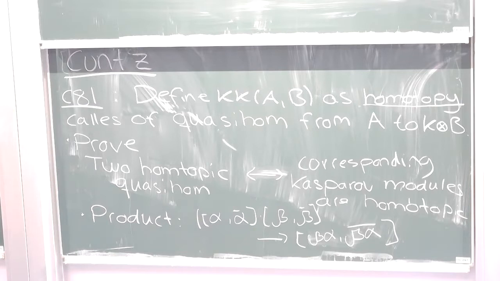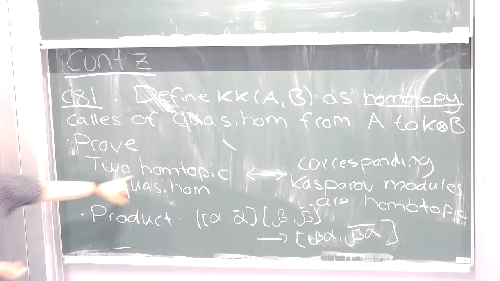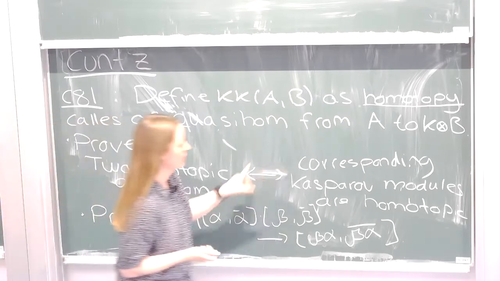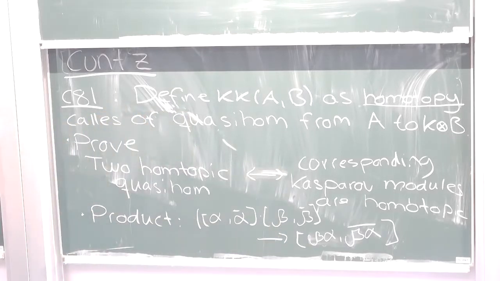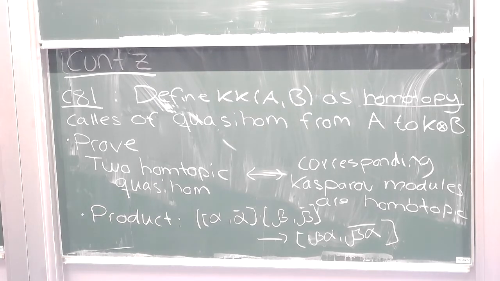Gives a Kasparov module. Exactly. So it's one-to-one, and then he proved that this notion of homotopic quasi-homomorphism gives you precisely that the corresponding modules are also homotopic. So what I started with was one direction: if you have a Kasparov module, we get a quasi-homomorphism. It always has a trivial grading. Everything here is trivially graded C*-algebras, when you look at this picture.